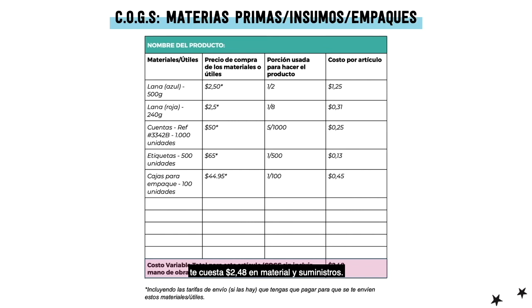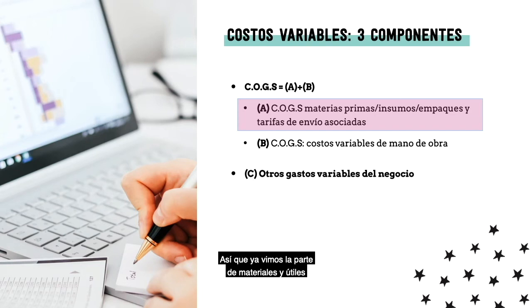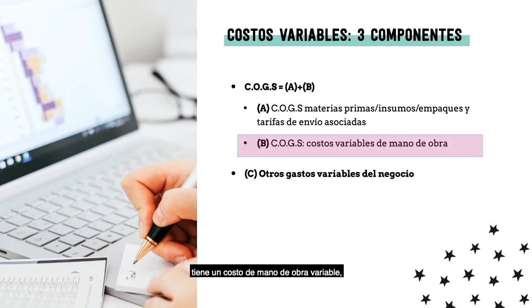material and supplies. So we've looked at the material and supplies part of the cost of goods sold, but as you know, creating and selling each product also incurs a variable labor cost, which we also need to calculate, and that's what we will do now.